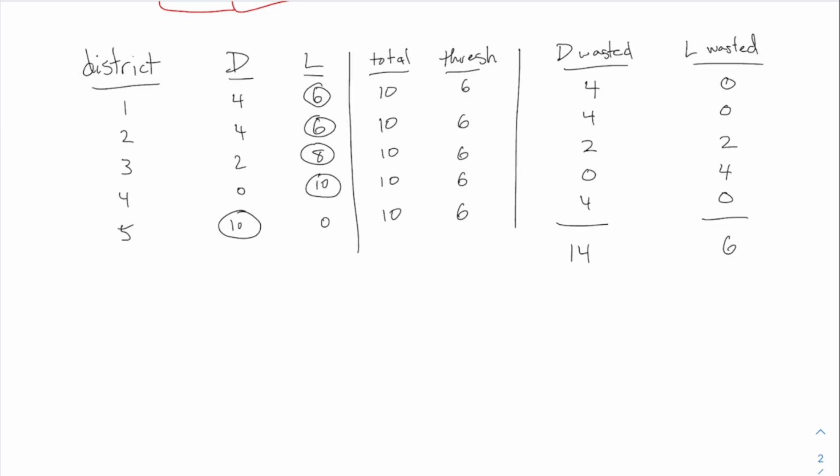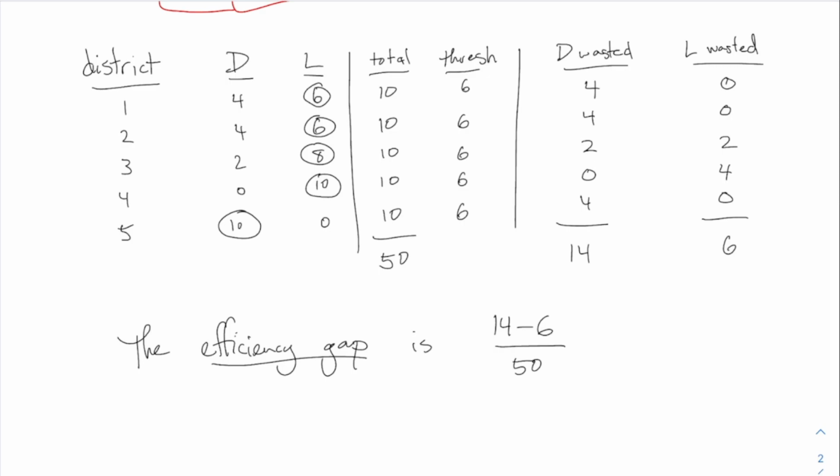But specifically how we report that is slightly complicated. What you do is you also add up the total, which here is 50, and this is called the efficiency gap. The efficiency gap is, in this example, 14 minus 6 divided by 50. So what you see up top is the difference in the wasteds. The D's wasted more than the L's. How many more? 8 more, right? And then you divide by 50. That's the total number of votes cast in the entire election. So this is 8 divided by 50.